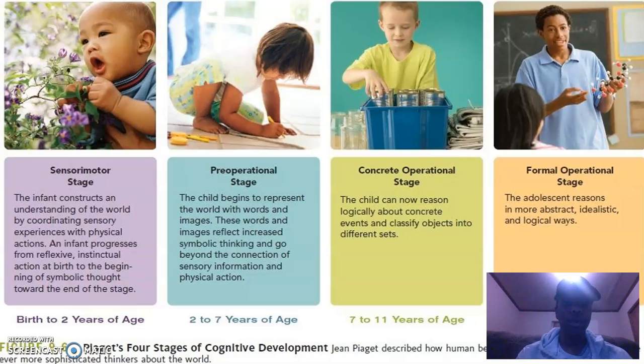Pre-operational stage is when the child begins to represent the world with words and images. These words and images reflect increased symbolic thinking and go beyond the connection of sensory information and physical action, which is from ages 2 to 7 years old. Concrete operational stage, the child can now reason logically about concrete events and classify objects into different sets, which is ages 7 to 11 years of age. And the last one is the formal operational stage, in which adolescents reason in more abstract, idealistic, and logical ways, which is from 11 years of age through adulthood.